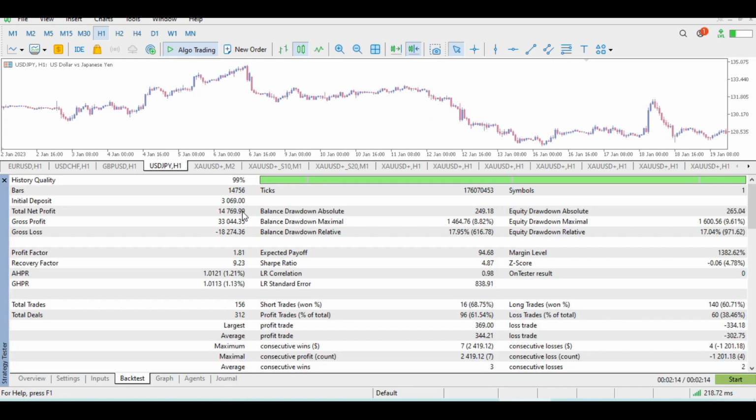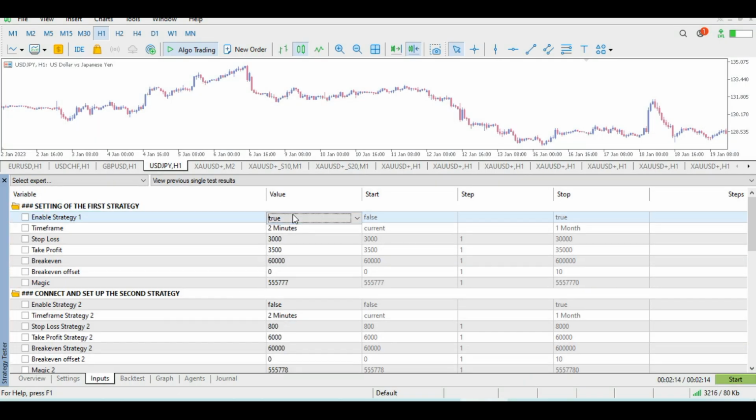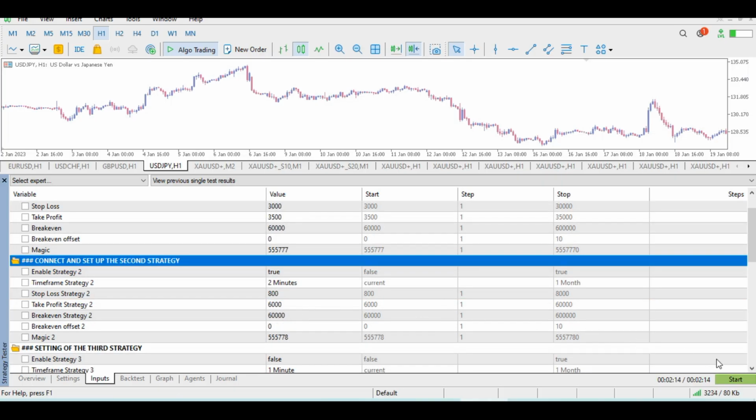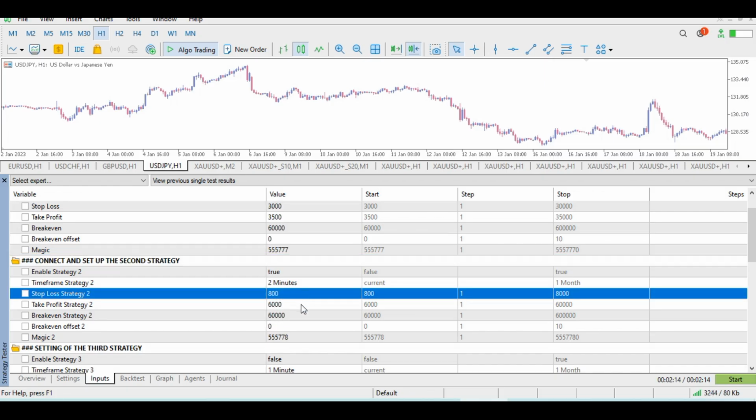Net profit came out to $15,000. The starting deposit was $3,000. That's almost 500% over 2.5 years. And this is just one single strategy with no lot size increase. This is a result that even a consistently profitable trader would struggle to achieve, especially with a drawdown this low, just 9%. But it gets better from here.